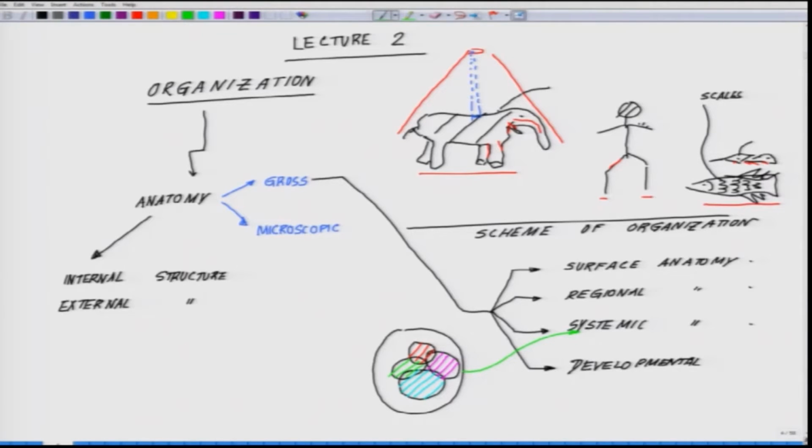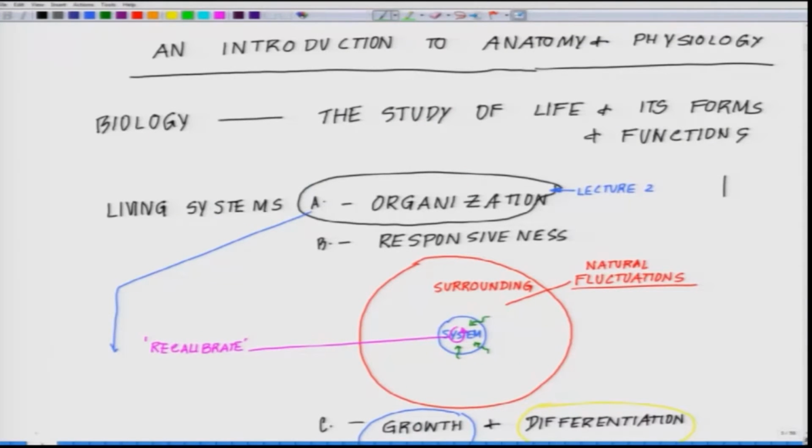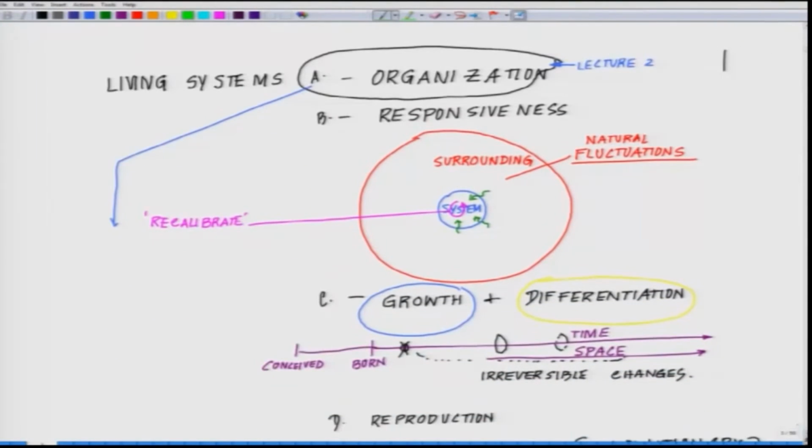Next comes developmental anatomy, or the developmental changes. If I take you back to the previous slide, in the last class we talked about growth and differentiation. Over a period of time, a living system grows from conceiving in the mother's womb, then taking birth and then becoming aged. In that process there are several anatomical changes which take place.